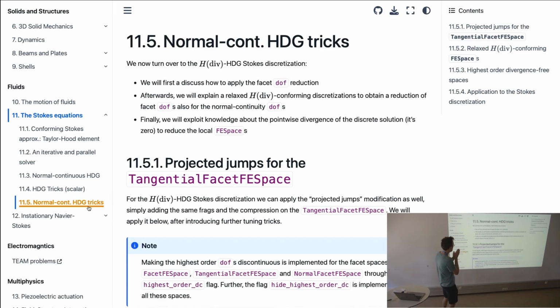Okay, so just a few mentions at least. So this is for the scalar case. Of course, we want to do this for Stokes now. Let's think about what it means for Stokes.